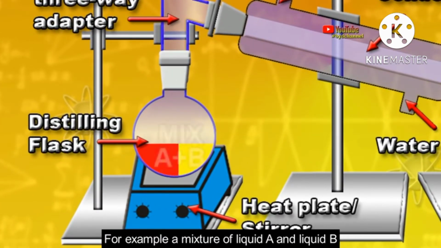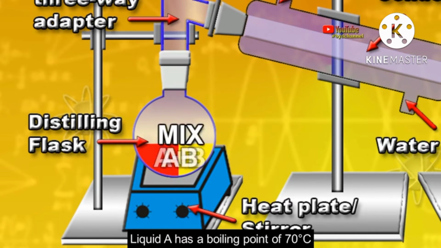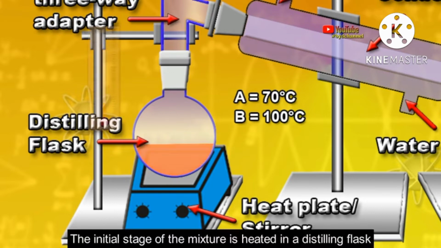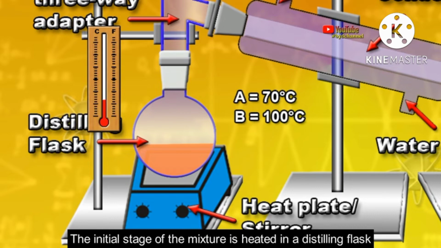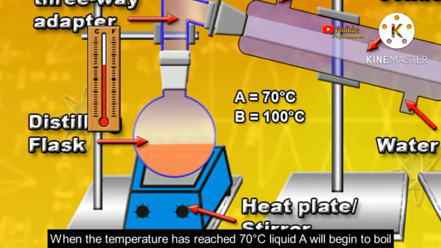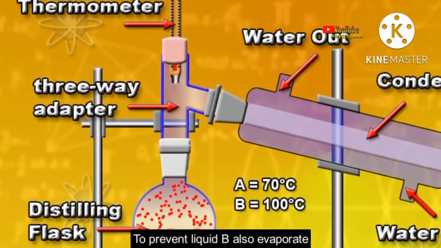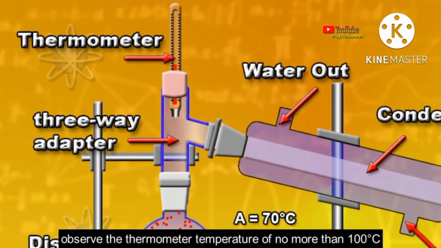The next stage of the distillation process. For example, a mixture of liquid A and liquid B. Liquid A has a boiling point of 70 degrees Celsius. Liquid B has a boiling point of 100 degrees Celsius, the boiling point of water. The mixture is first heated in the distilling flask. When the temperature reaches 70 degrees Celsius, liquid A will start to boil. Set the temperature around 75 to 85 degrees Celsius on the heat plate or burner. To prevent liquid B from also evaporating, observe that the thermometer temperature is no more than 100 degrees Celsius.